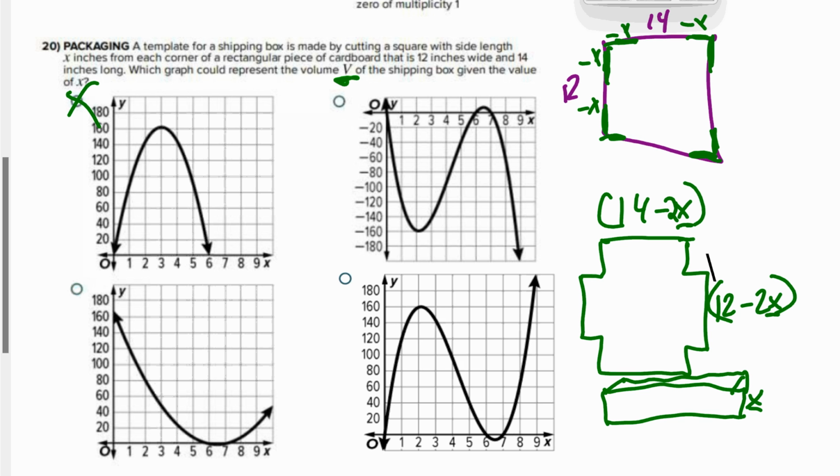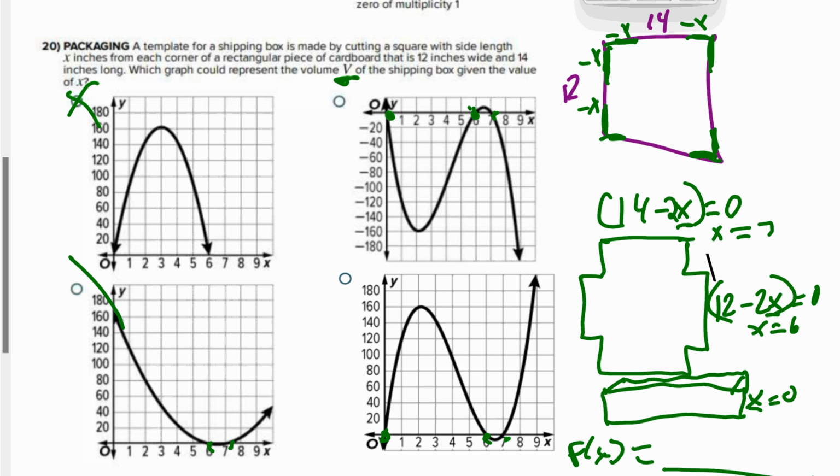So then we can think about this too. One way to think about it is we can FOIL all these together and put it as a polynomial, f of x equals a polynomial, and then we could just go ahead and graph it, right? And we know that we're trying to get our x-intercepts. So we can think about setting this equal to 0, and if we solve for x, we can add 2x to both sides, divide by 2, we get x equals 7. Here, we get x equals 6, and here we just get x equals 0. So we have x-intercepts 0, 6, and 7. This one's just 6 and 7, so we can eliminate this one.